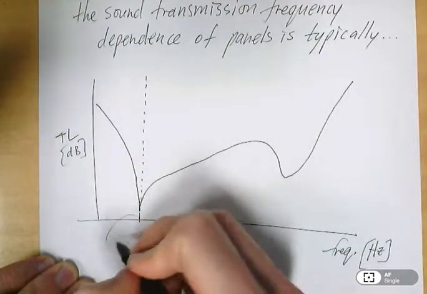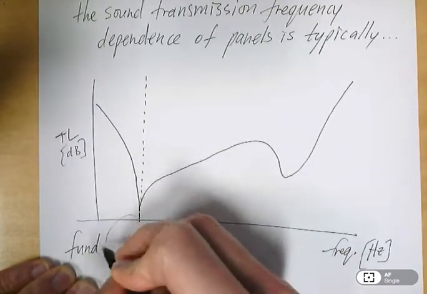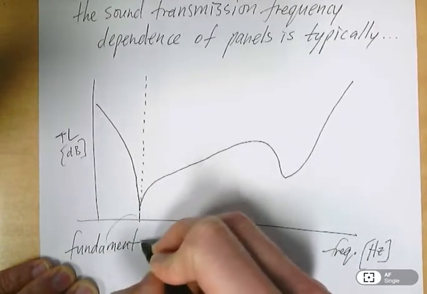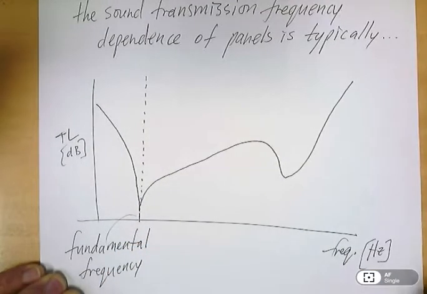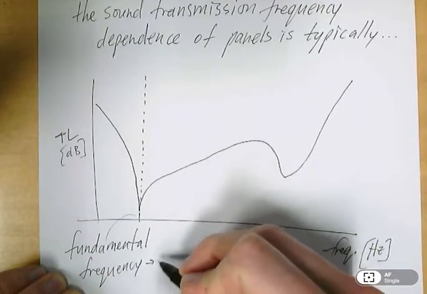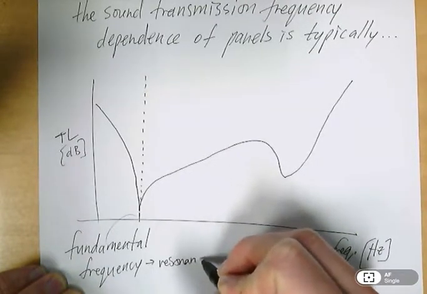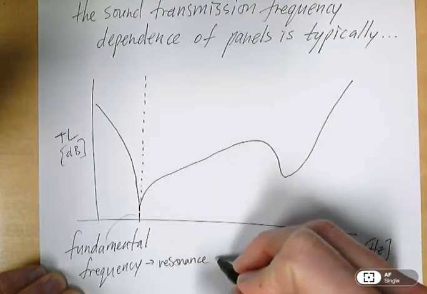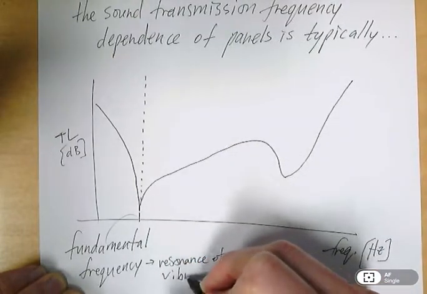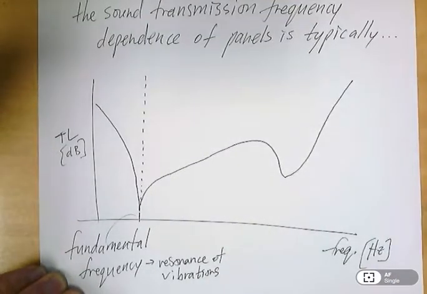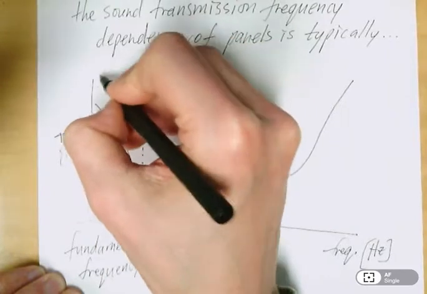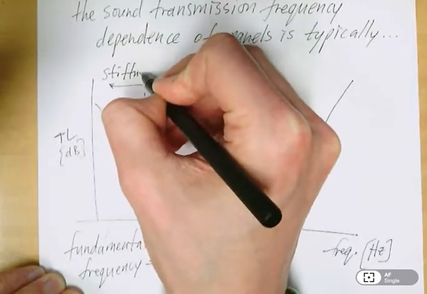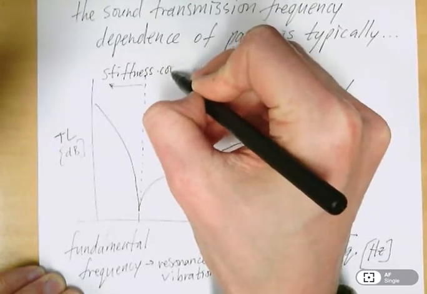So this frequency here is the fundamental frequency associated with resonance. Vibrations, I should clarify that. So the transmission loss at frequencies below the fundamental is what we would call stiffness controlled. It's associated with the panel stiffness.